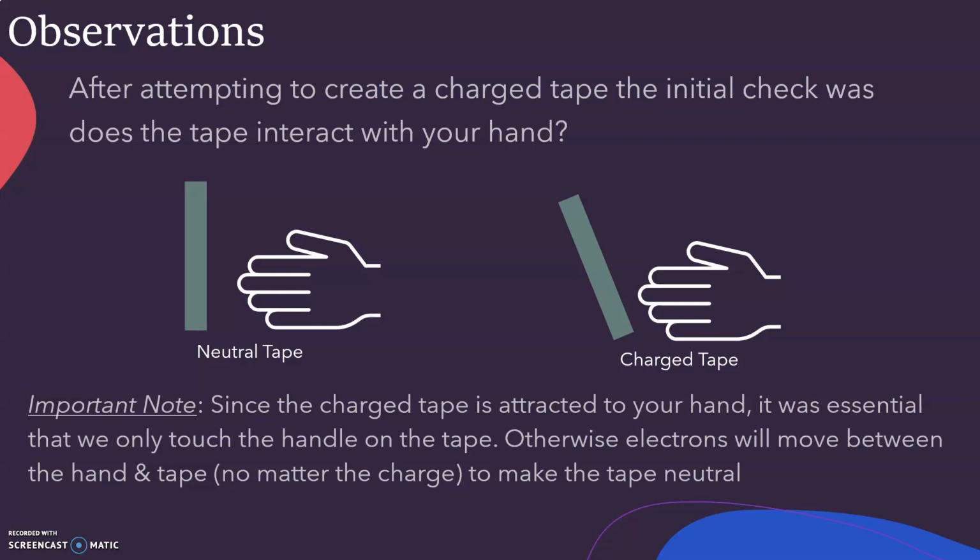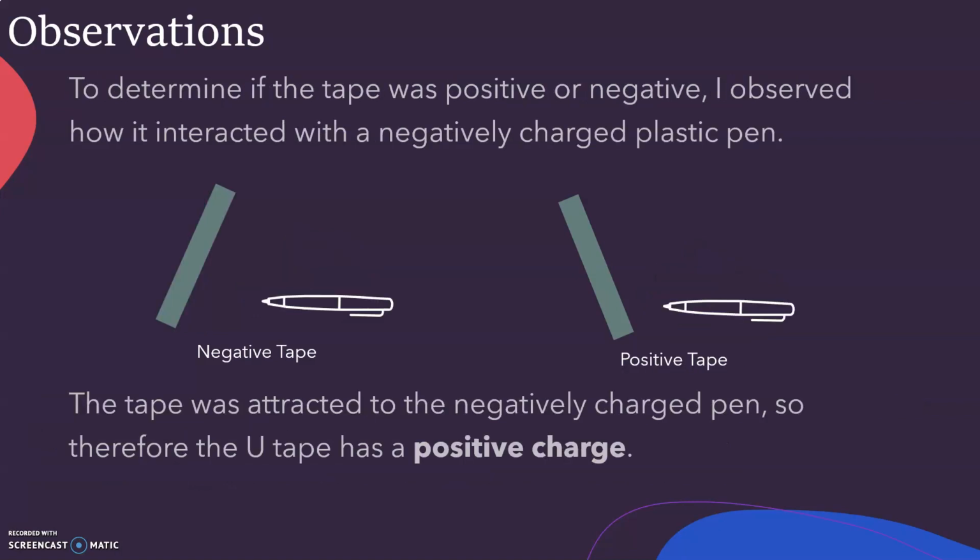After attempting to create a charged tape, the initial check was, does the tape interact with your hand? If not, you needed to restart the lab. And it was important, if the tape was attracted to your hand, to touch it as little as possible, because the electrons will move between the hand and tape to make the tape neutral, therefore also making you have to restart the lab.